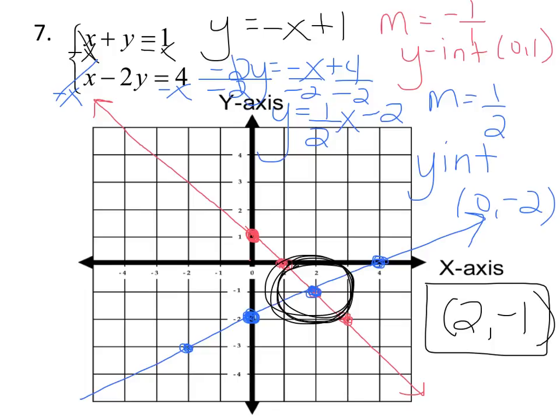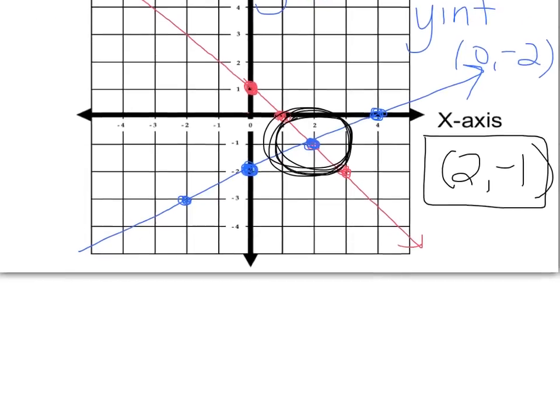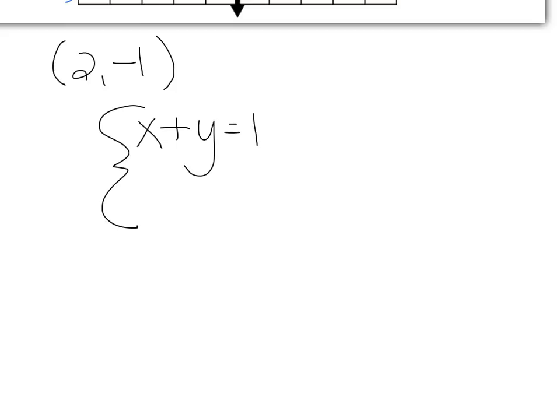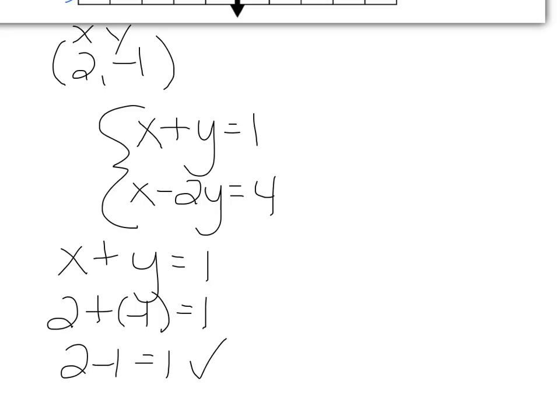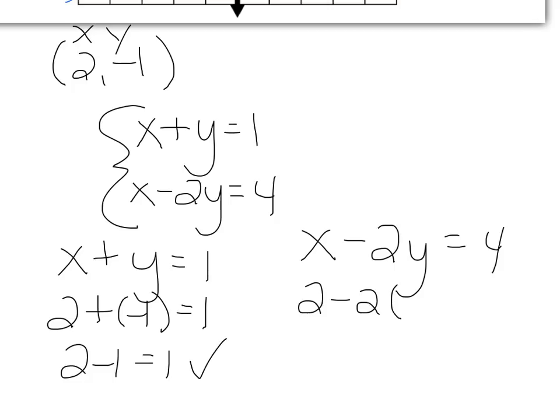And then let's plug that in to make sure that it works. So scoot this up. So we said 2, negative 1. And what was our original system? Our original system was x plus y equals 1, and x minus 2y equals 4. So let's plug it in and make sure it works. So we have x plus y equals 1. So if I have x, y, I plug in 2 plus negative 1 equals 1. 2 minus 1 equals 1. That's true. And then over here I have x minus 2y equals 4. So I have 2 minus 2 times negative 1 equals 4. 2.